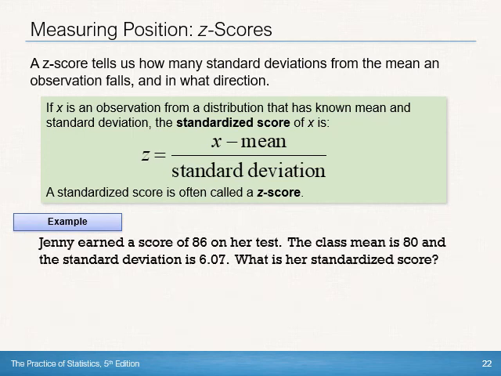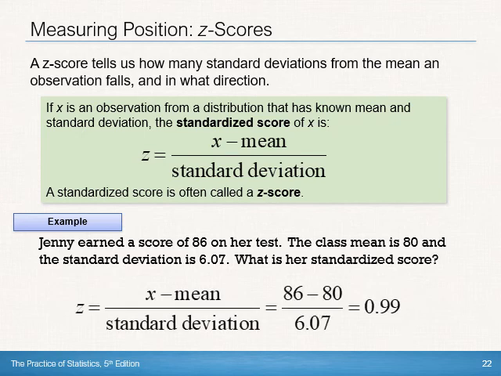We didn't give you this information before, but now we're telling you that the mean test score of her class was 80, and the standard deviation, remember, standard deviation is a measure of spread. It's the typical difference between the scores in her class and the mean in her class, right? So the standard deviation for her class was 6.07. We want to know what is her standardized z-score. All right, so it's just her value minus the mean, and then we divide that by 6.07. That gives us about 0.99.